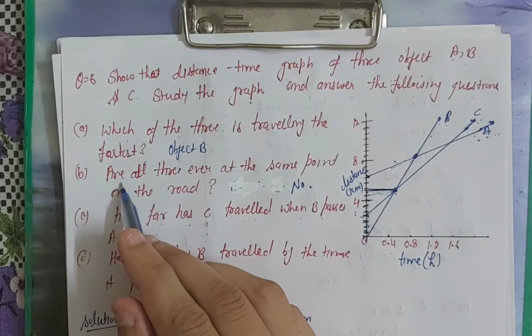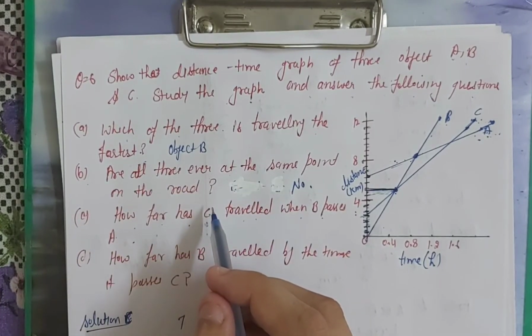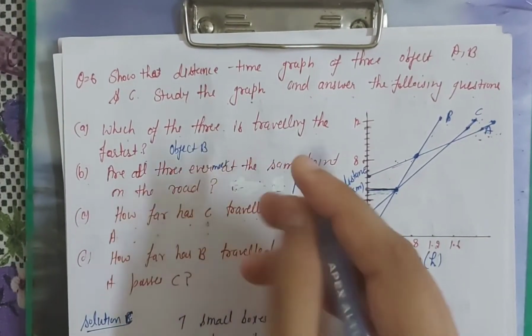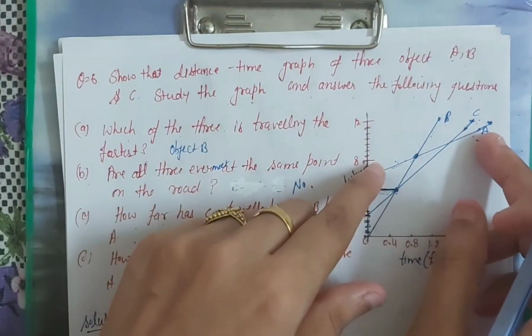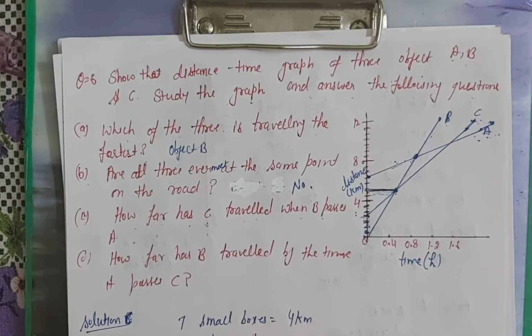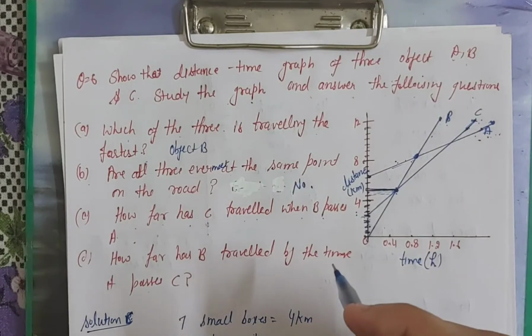Next is, are all 3 ever at the same point on the road? Do they ever meet? The word is meet. That is, will these 3 objects ever meet at any point? So the answer to this question is no. Why? The distance-time graph of the 3 objects A, B, C never meets at a single point.